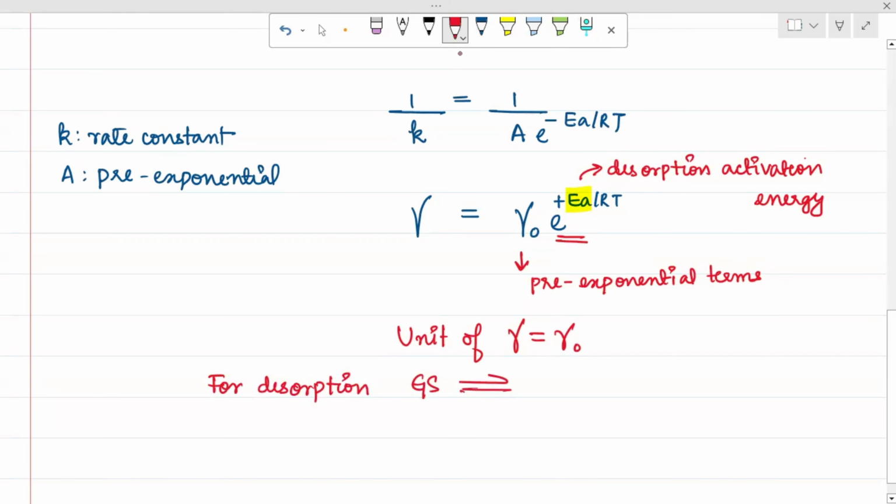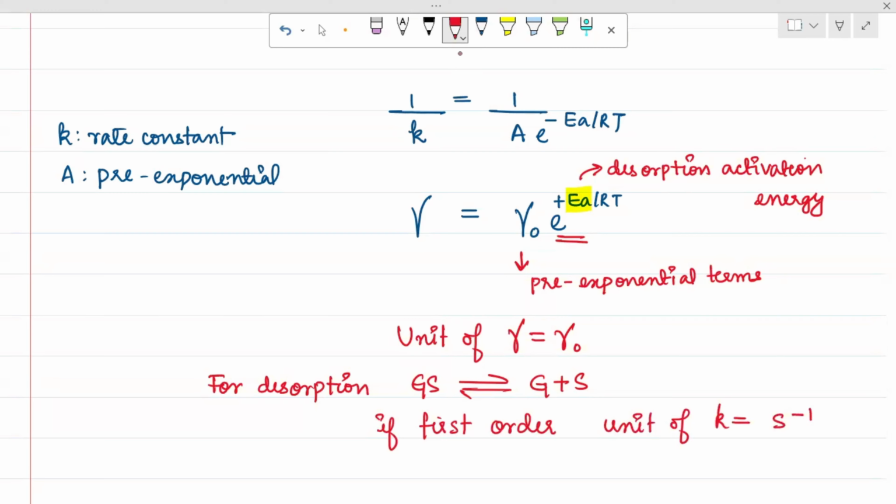Now for desorption, GS is G plus S, correct? This is what desorption is about. So assuming that it is first order, let's say that this is first order. If it is a first order reaction, the unit of rate constant is going to be per second. Again, this all comes from chemical kinetics. I'll be attaching the playlist of the same in the description box. Please watch it if you're not sure with this, okay?